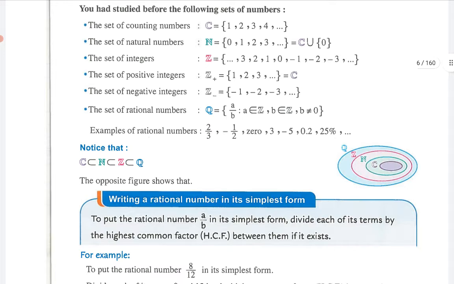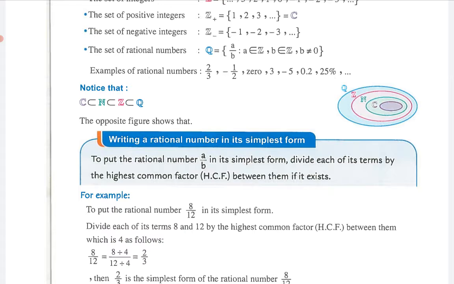Venn diagram أنه الراشونال نمبر هي المجموعة الكبيرة اللي داخلها المجموعة اللي بعدها اللي هي Z اللي هي الانتجرز، وداخل الـ Z الناتشرال نمبر، بعد كده الكاونتنج نمبر. وممكن أقول إن الكاونتنج نمبر subset of N, and N subset of Z, and Z subset of Q.